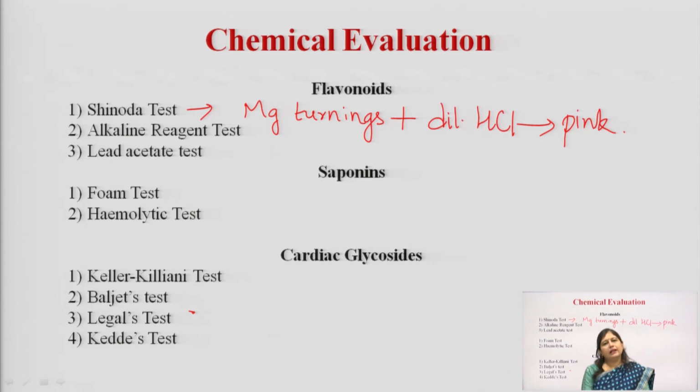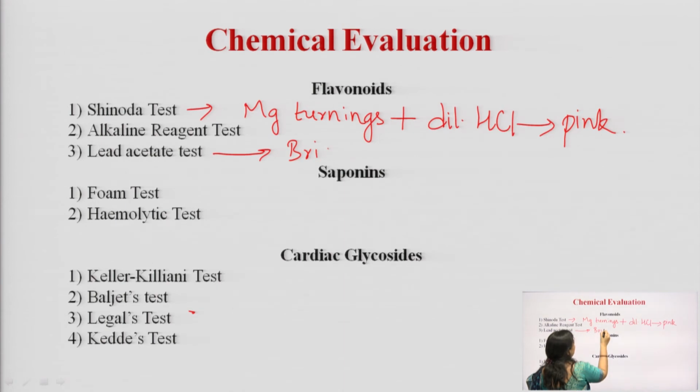Then with alkaline reagent test, when we add any kind of alkaline reagent to the flavonoids, it produces yellow color with flavonoids. In lead acetate test, when we add lead acetate to our flavonoids, it produces bright yellow colored precipitates.